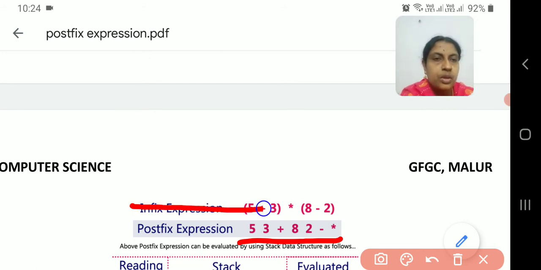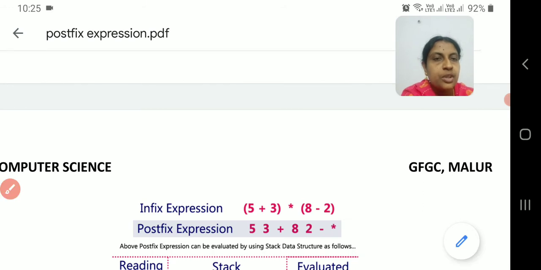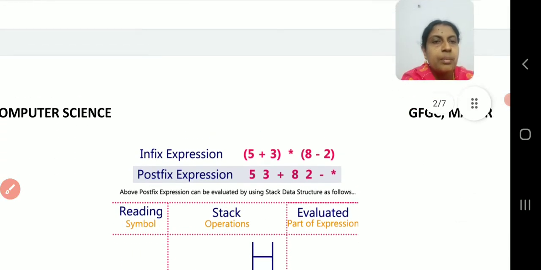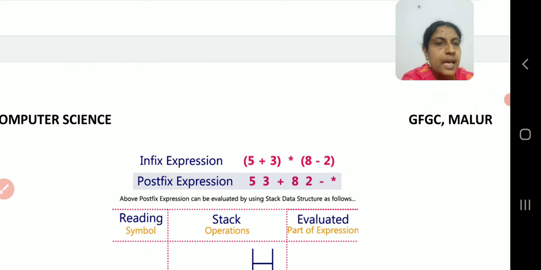Postfix expression: 5 3 plus 8 2 minus and asterisk. So this is the expression we need to evaluate. We will start from the beginning. First we need to take 5. Correct. So we are making a table: reading, stack, evaluated. What answer we are evaluating.